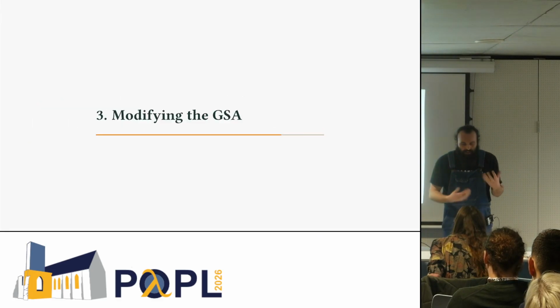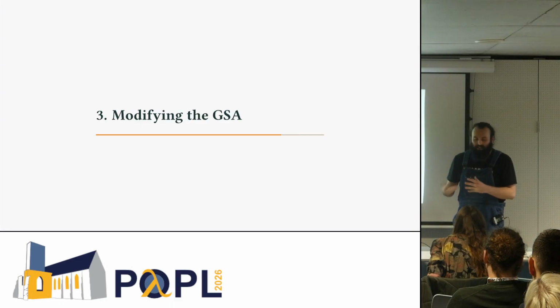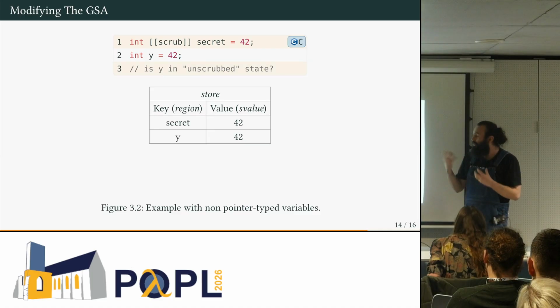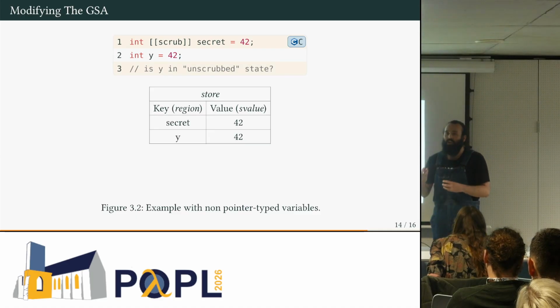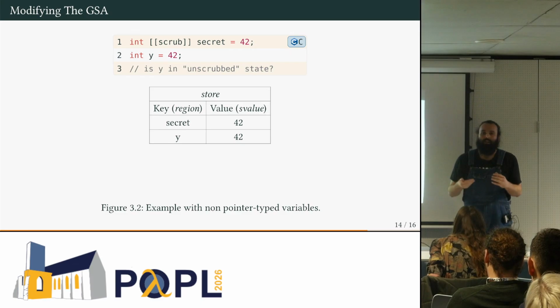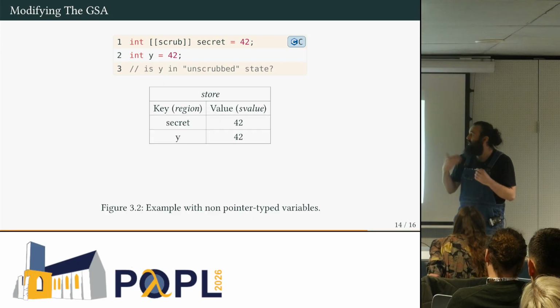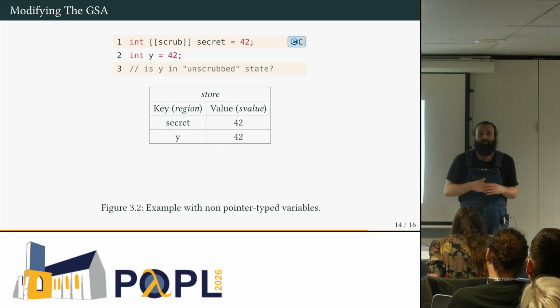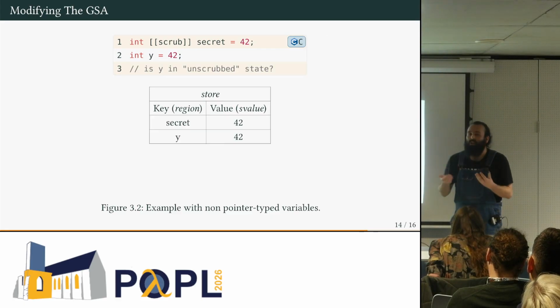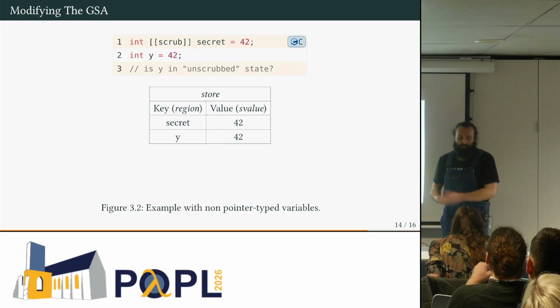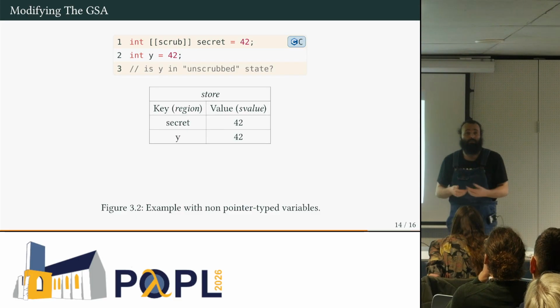And so, as I said, we needed to modify the GSA a bit. So here you have, for example, two variables, the secret and the Y variable. Only the secret variable needs to be zeroized. They both have the same assignment, the value 42. And on line 3, we want to know, is Y in the unscrubbed state? That means, is Y waiting to be zeroized? And the answer should be no.